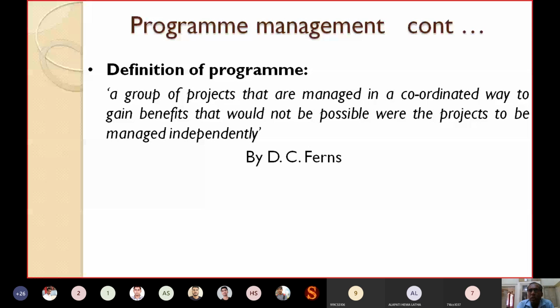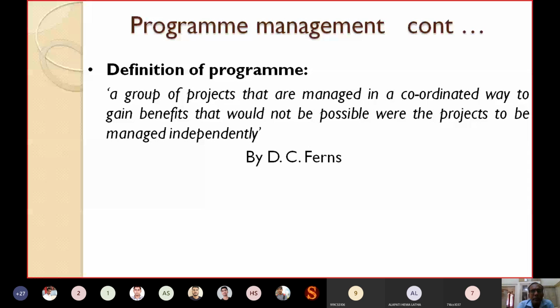So we should manage the projects properly in a coordinated way, so that we will gain maximum benefits, which won't be possible if the projects would have been managed independently. So that's why this is the concept of program. That means a group of projects, and why program management is required: to gain more profits, more benefits, which may not be obtained if the projects would have been managed independently. That's why program management is required.